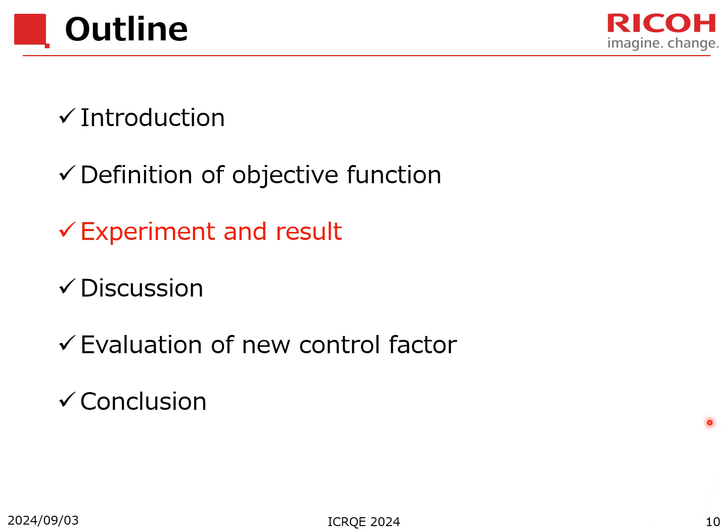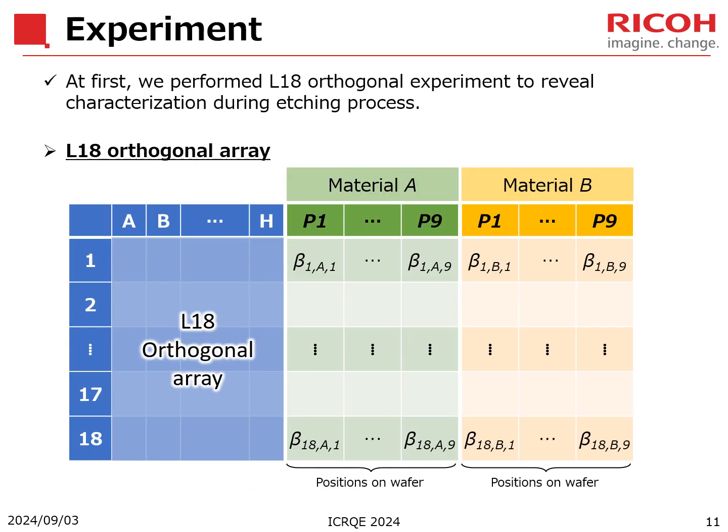Then I talk about experiment and result. So in this page, we explain our experiment. So to better understand the etching process, we performed L18 orthogonal experiment. So we assigned 8 recipe parameters to L18 orthogonal array and in plane position on a wafer as a noise factor to outer array.